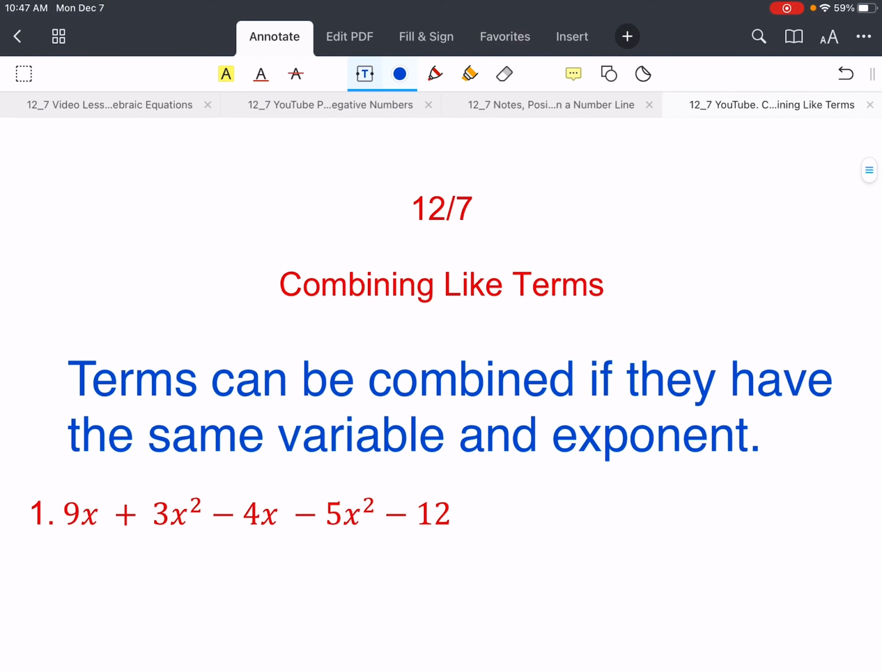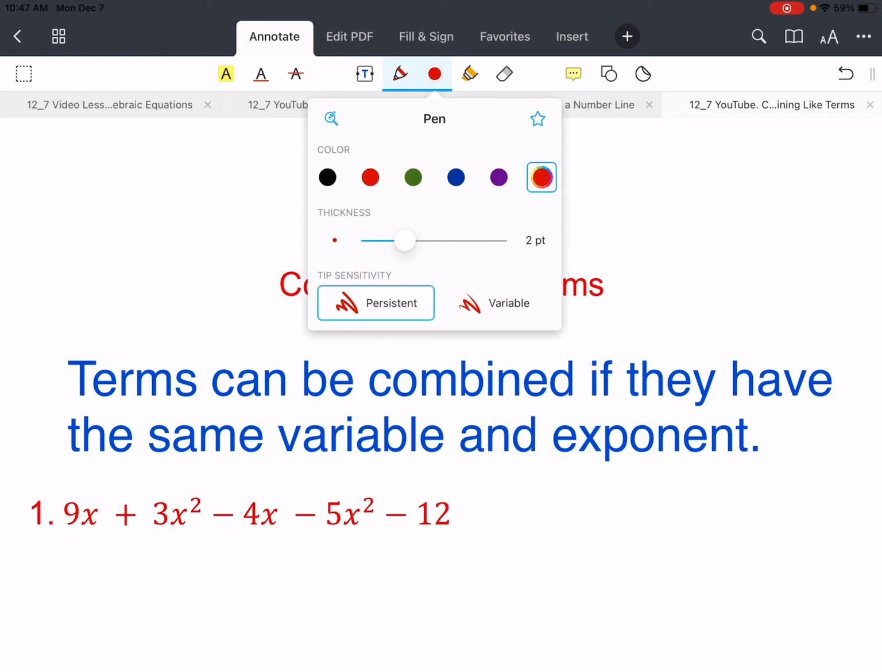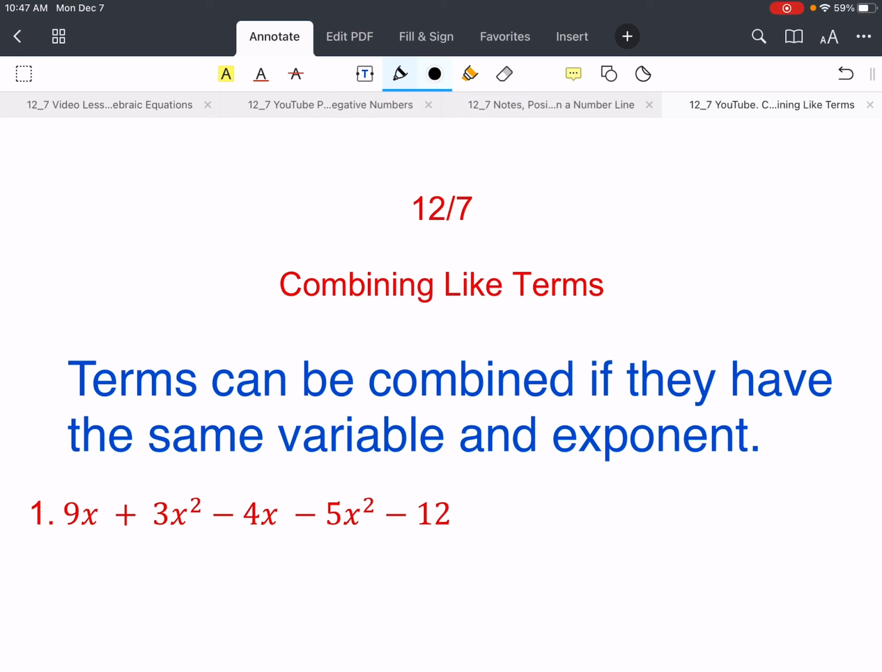All right, we're going to have a quick video recap of some example problems of the lesson today. So today we are combining like terms of expressions. It's important to remember that terms can only be combined if they have the same variable and the same exponent. So some terms are not going to be able to be combined. So we're jumping straight into some examples.